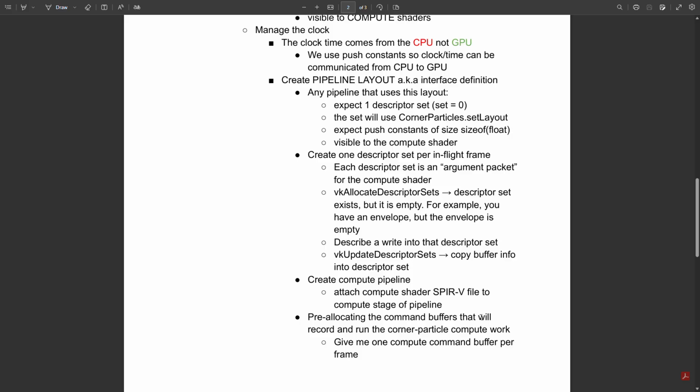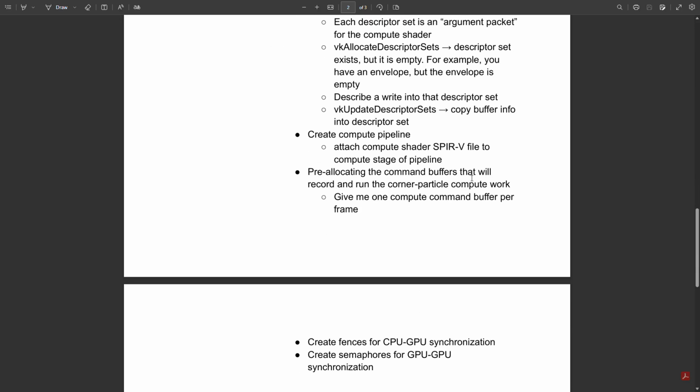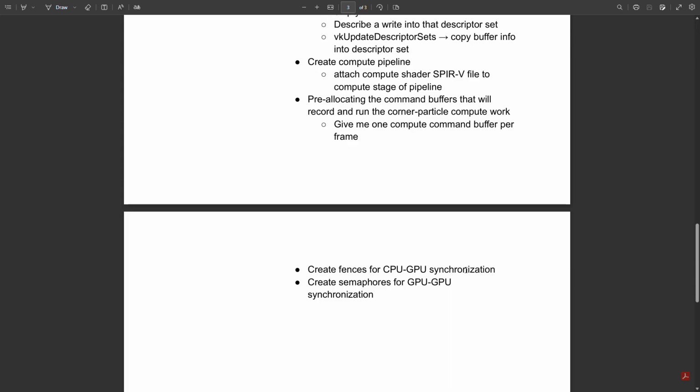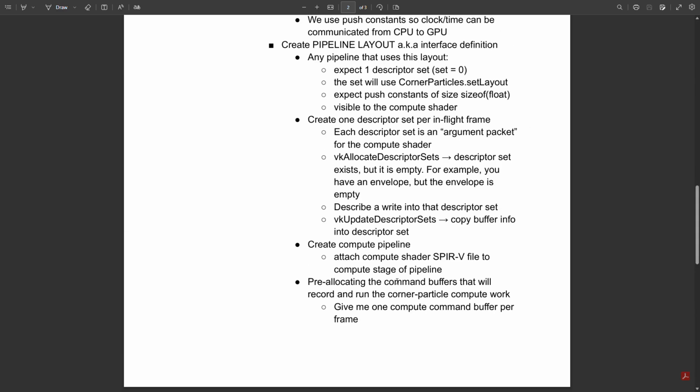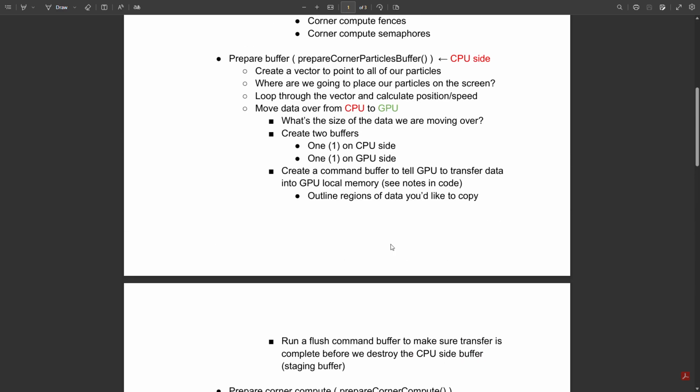Okay, pre-allocating the command buffers that will record and run the corner particle compute work. So we create a pipeline and then basically we get to command buffers. Give me one compute command buffer per frame. So every frame has its own command buffer. It has its own set of instructions for that particular frame. Okay. Create fences for CPU GPU synchronization. Create semaphores for GPU synchronization. Right. And as you can see, guys, I haven't finished going through all of this stuff.